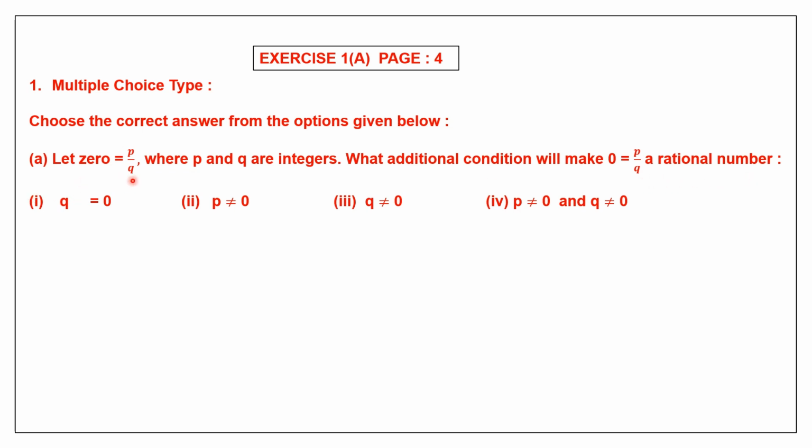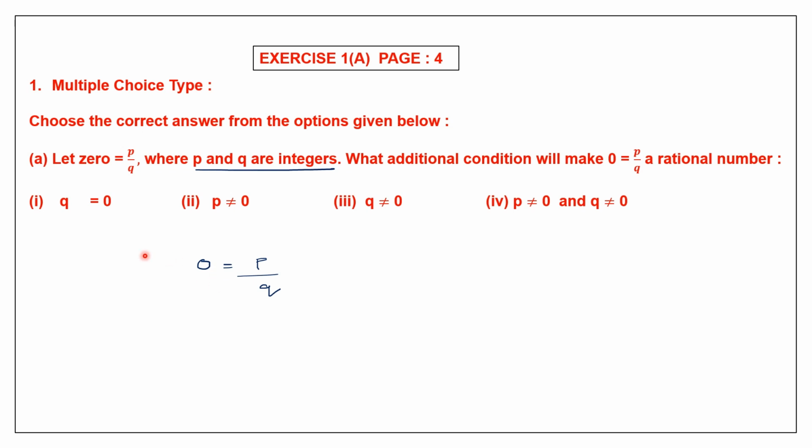So here it says 0 is equal to p by q, and here it says p and q are integers. Remember the definition for rational numbers. For a number to be called a rational number, we should be able to express it in the form of a fraction, p by q. Secondly, the denominator q should not be equal to 0. Only then can you call 0 a rational number.